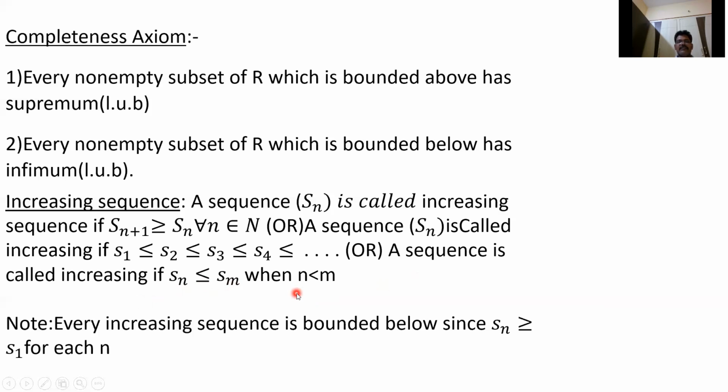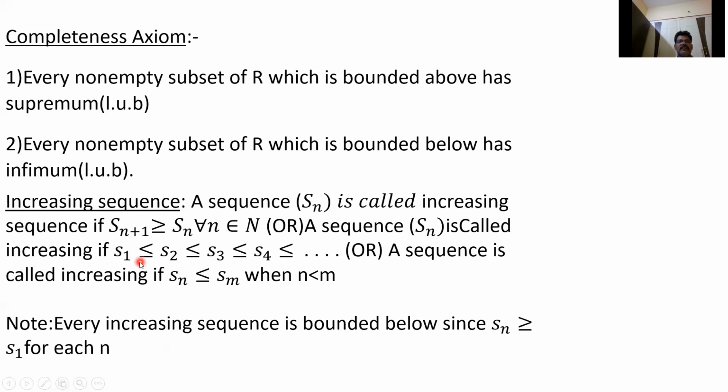And also we observe that every increasing sequence is bounded below, because every term of the sequence is greater than or equal to S1, that is, Sn ≥ S1 for each n. You observe S1 ≤ S2 means S2 ≥ S1, and S1 ≤ S3 means S3 ≥ S1, and S1 ≤ S4 means S4 ≥ S1. So every term in the sequence is greater than or equal to the first term S1 for each n. So every increasing sequence is bounded below.